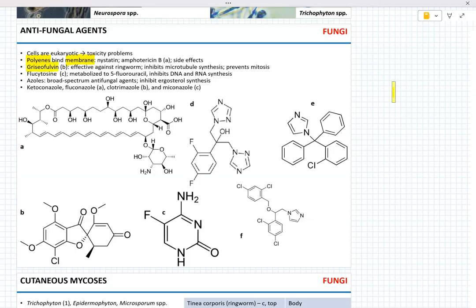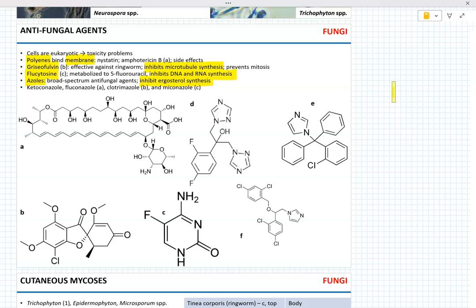Griseofulvin. What's the mechanism? Inhibition of microtubule synthesis. Flucytosine: DNA and RNA synthesis are inhibited. And finally, azoles. Azoles are the best antifungals that we have, and they inhibit the synthesis of ergosterol, and ergosterol is the key component of the membranes in fungi.